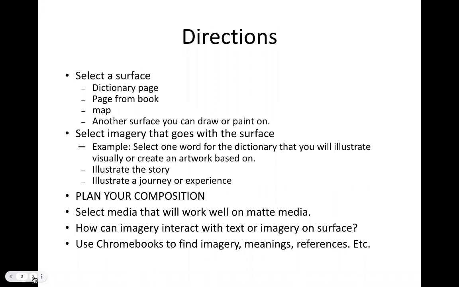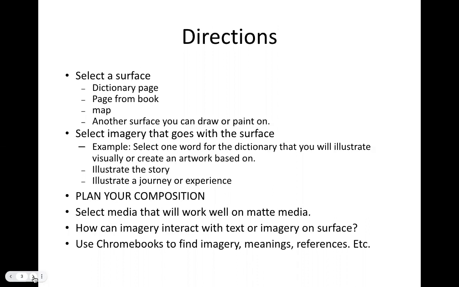It should already have imagery or text on top of it. So a good example might be a dictionary page or a page from a book. Magazines work okay, but magazines are often very shiny, and so they often have to be treated before you can use them. You could use a map or a newspaper, a food wrapper, anything that you could paint or draw on top of. It should be big enough that you can include as much imagery as you like.